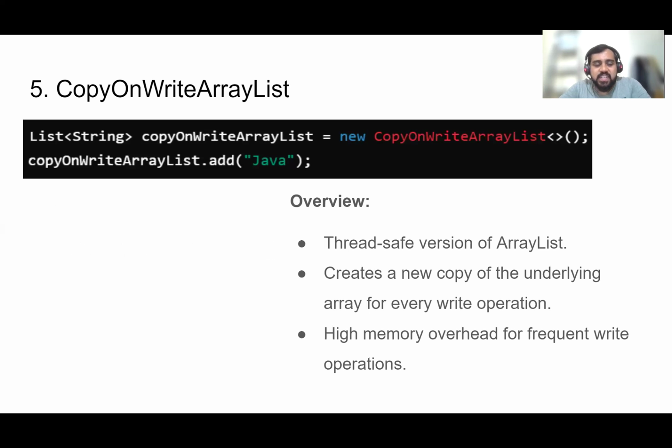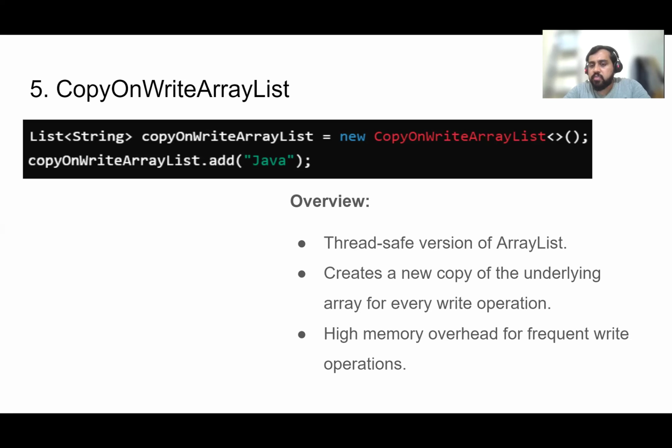Let's see another class which implements the list interface, CopyOnWriteArrayList. I created an object, new CopyOnWriteArrayList, which I capture in a reference variable of type List of String. Similarly to ArrayList and LinkedList, the add method is used to add data to it. It's a thread-safe version of ArrayList, similar to how Vector is. And it creates a new copy of the underlying array for every write operation.